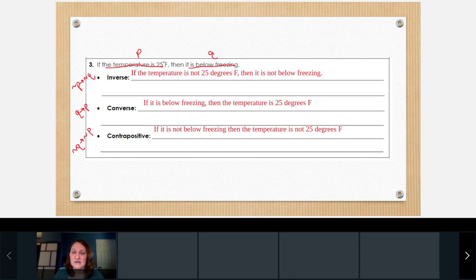I have no idea why they chose to use letters P and Q, but you'll see this in every geometry textbook. You're going to see it say P's and Q's. And have you ever heard the phrase, mind your P's and Q's? It's kind of an old phrase. Yeah, that's where it came from. Mind your P's and Q's. Mind your hypotheses and your conclusions.